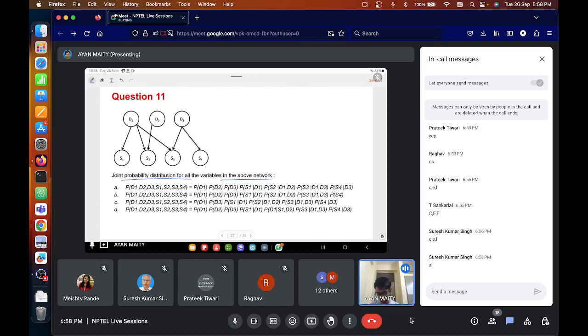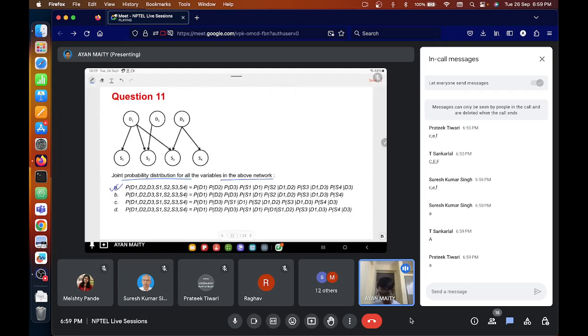Suresh Kumar Singh is saying option A. Shankar Lal is also saying option A. Pratik Tiwari is also saying option A. So all three answers in the chat are option A. So the correct answer is option A.